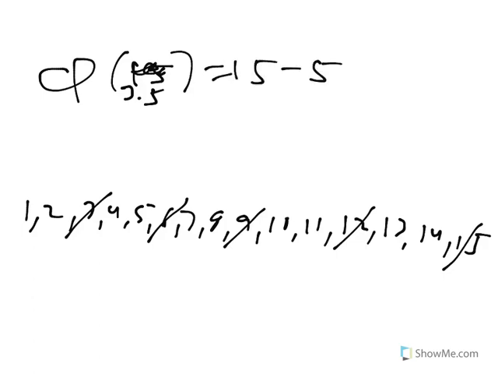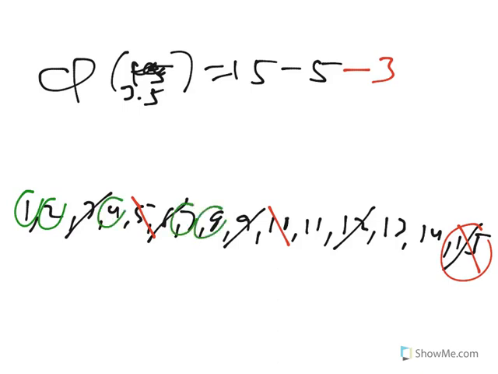Now I'm going to subtract the multiples of 5. There's 3 of them. But look at this. If I count up the numbers that remain, there's 8 of them, but 15 minus 5 minus 3 is just 7. I need to add back 1 because I subtracted this away twice. And I get my answer, which is 7.